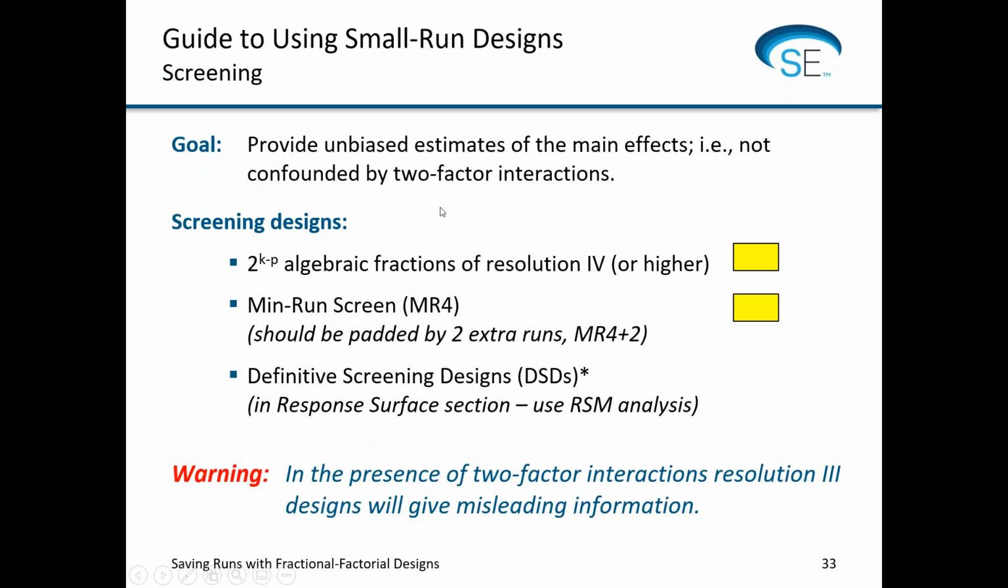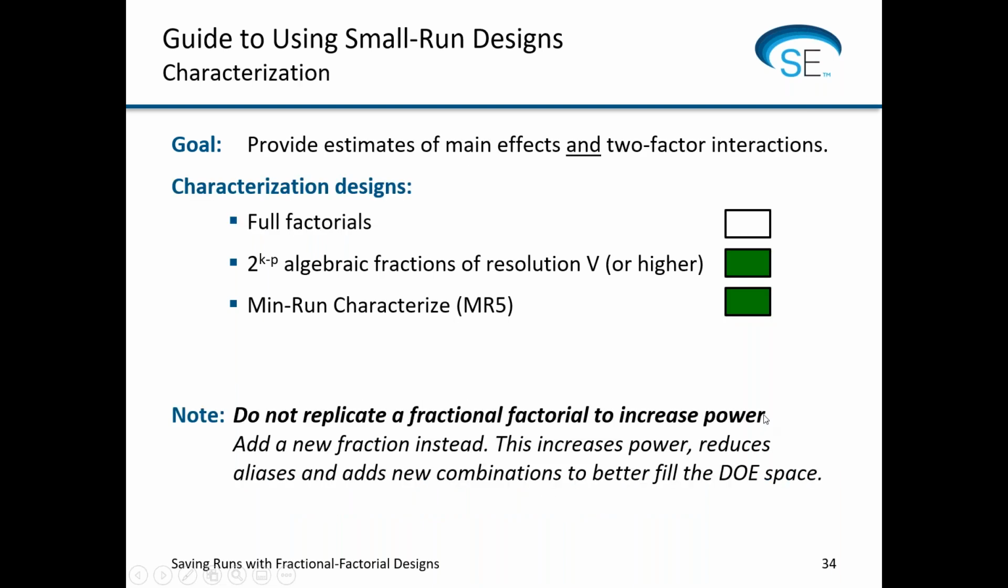All right, so similar guide here. If we're doing screening, we want unbiased estimates of the main effects. So the algebraic fractions are great. The minimum run screening designs are great. And right in here, definitive screening design. So I had left it on the slide. And then for characterization, when we want estimates of both main effects and 2-factor interactions, full factorials are great, or resolution 5, the green designs that are regular fractions, or the minimum run characterized designs.